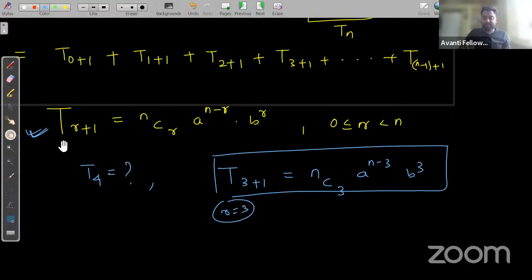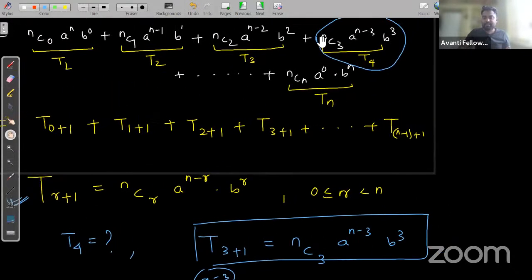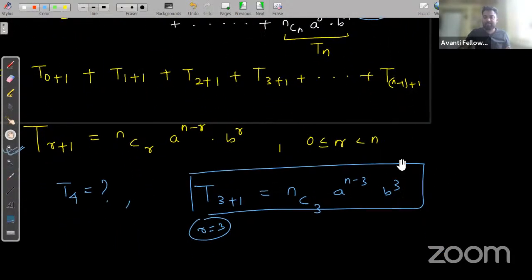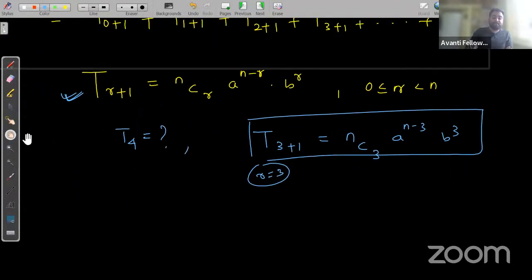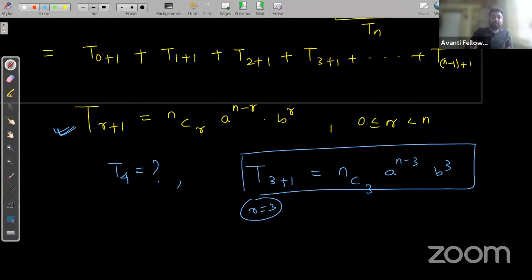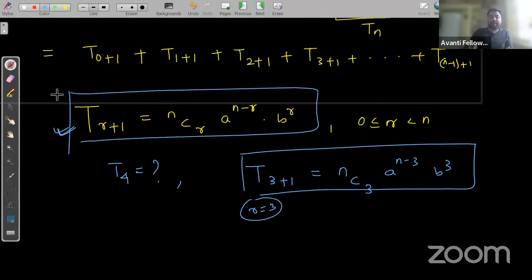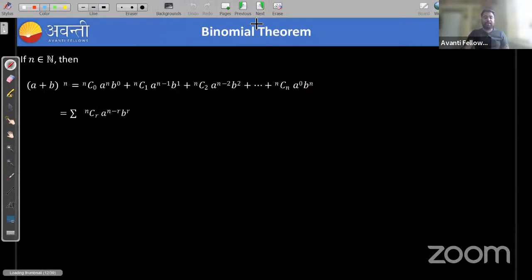Can you check it, please? Yes, nC3 a to the power n minus 3 b to the power 3. Yes or no? So that's why this is the general form of the binomial expansion, the general term. Remember, this is important. General term of the binomial expansion (a plus b) to the power n. So I am writing here again.